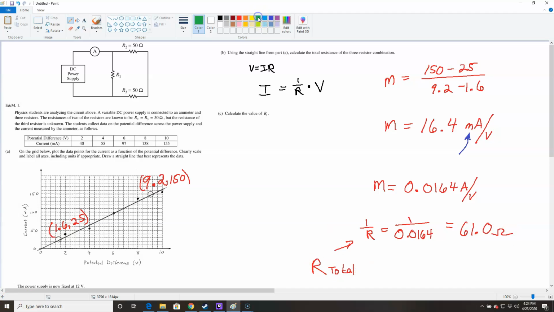So now I know the total resistance of the circuit is 61 ohms. I can go ahead and say that 2 and 3 are in series with each other and 1 is parallel to that. So 2 and 3 combined is going to be 100 ohms. Whoops, sorry. It should be 1 over R1 plus 1 over 100 equals 1 over 61 ohms. Solving for R1 is going to yield 156.